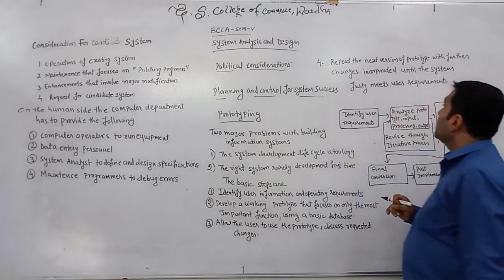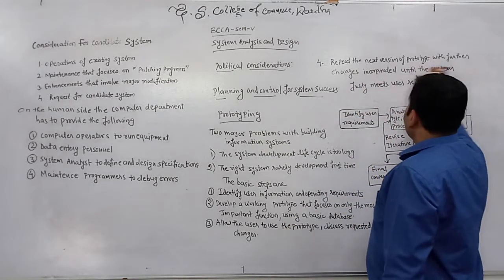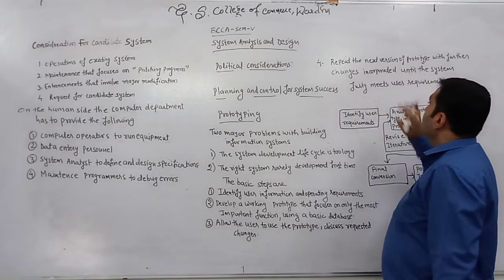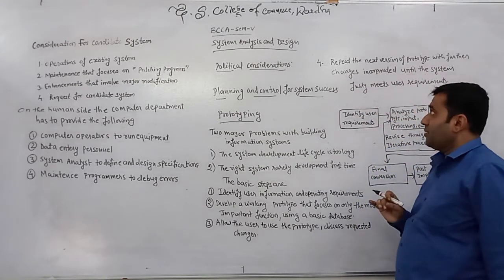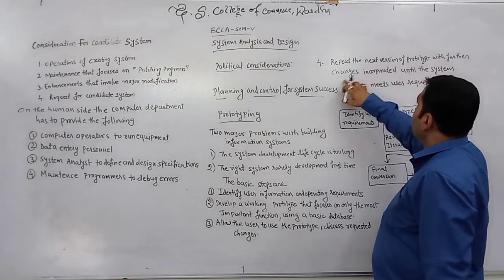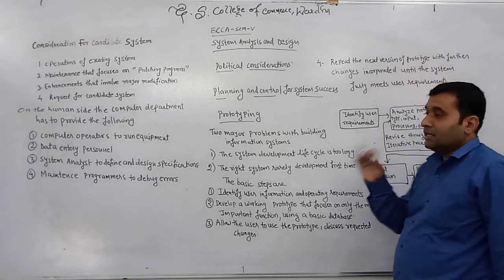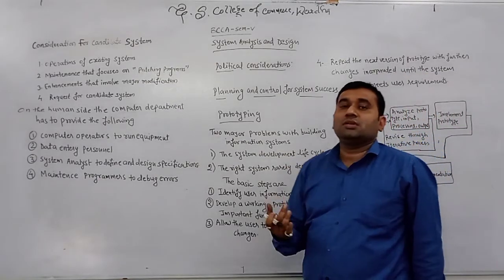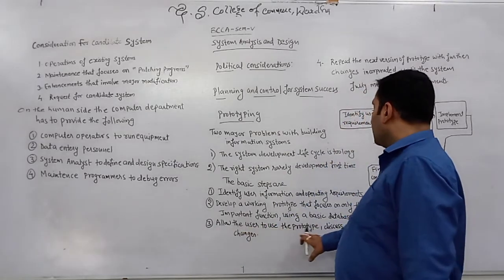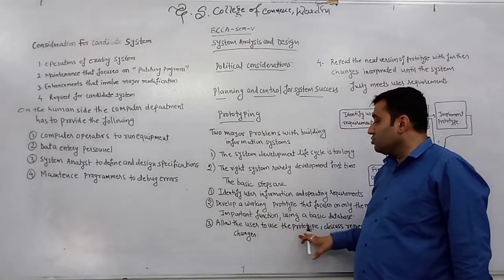Next, repeat the next version of the prototype with further changes incorporated until the system fully meets the user requirement. This is decided. The changes are needed for the user, from the discussion in the third step. Allow the user to use the prototype.